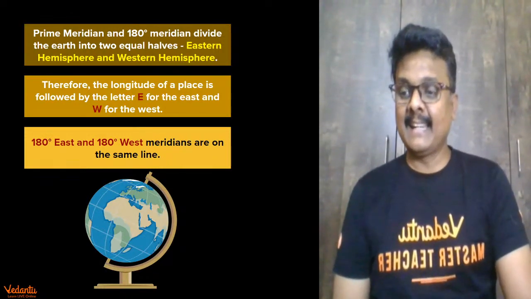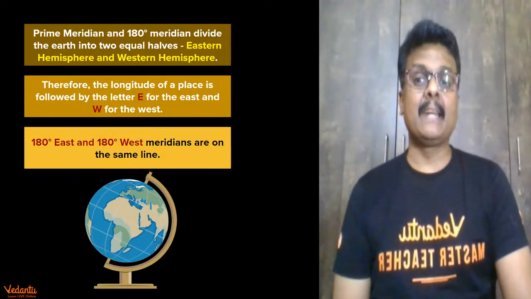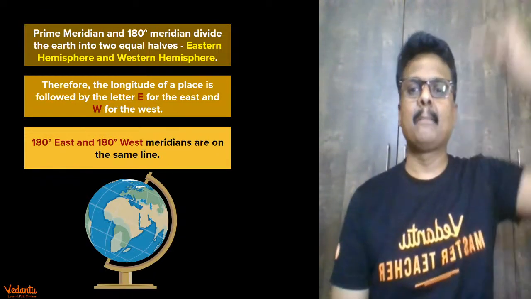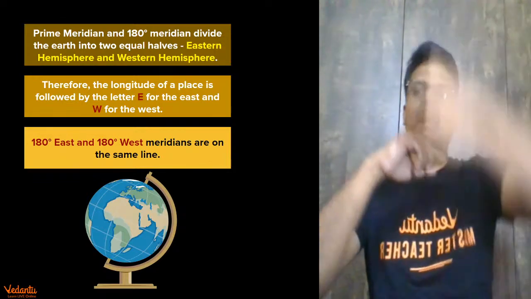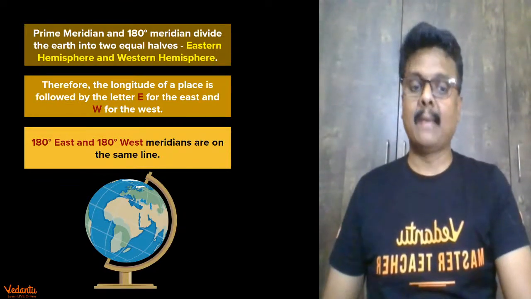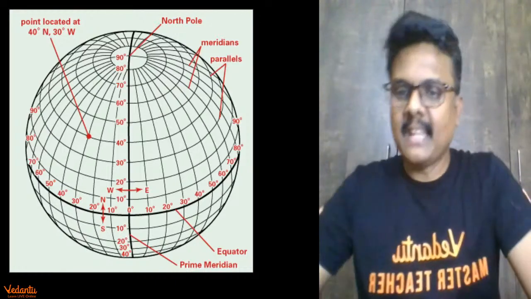So the 180-degree east and 180-degree west meridians are on the same line. So this side 180-degree, and the same one 180-degree west, on the same line. You guys see here.